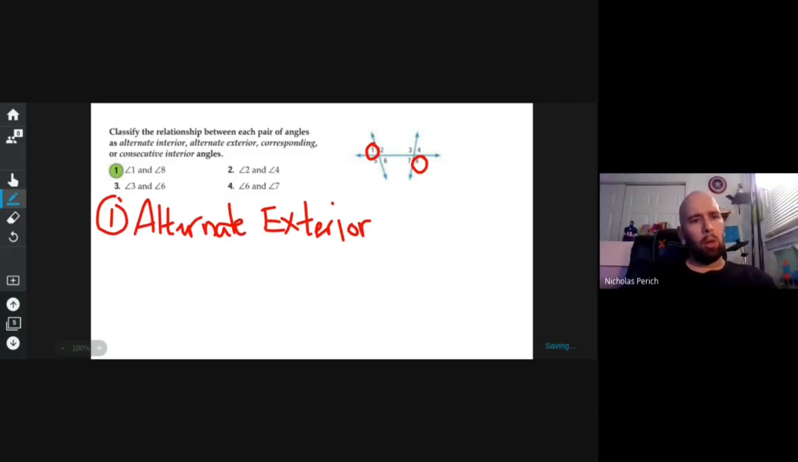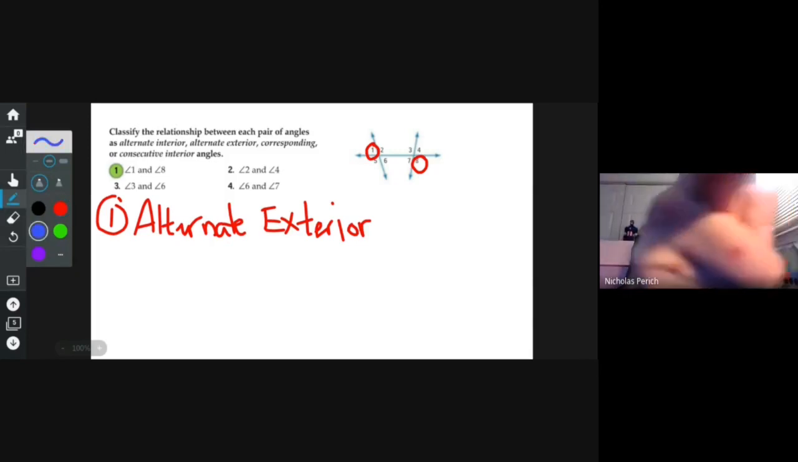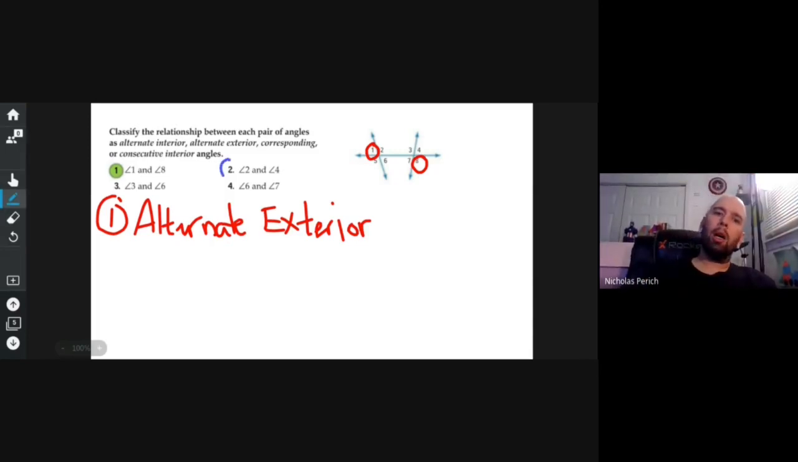Problem 2, which goes to the right and not below it. That's a dig at one of my parole officers. 2 talks about 2 and 4. And those happen to be what word?